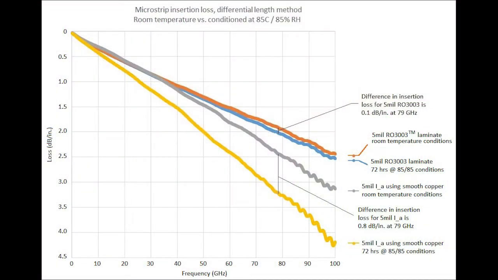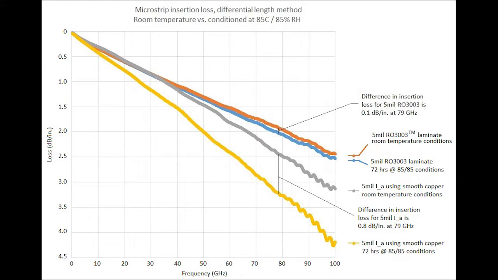The chart shown here is a comparison of two sets of microstrip transmission line circuits. The first set is based on the 5mm RO3003 materials. The red curve and the blue curve show the difference between the microstrip transmission line tested at room temperature and then after being exposed to 72 hours at 85-85. You can see a difference of about 0.1 dB per inch at 79 gigahertz.